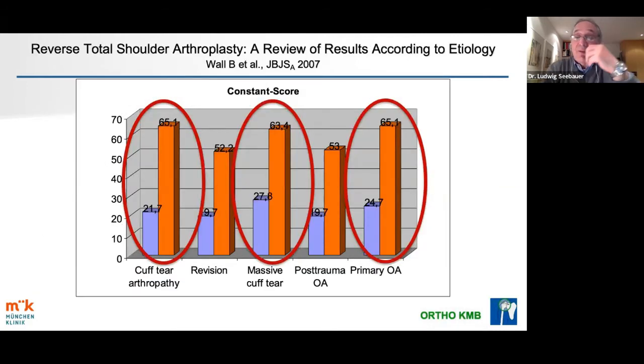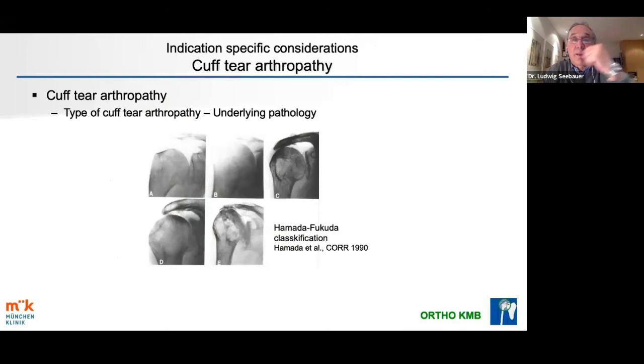Already in 2007, Wall has shown that in massive cuff tears and in primary osteoarthritic shoulders, you can gain the same good results with reverse shoulder arthroplasty as you have with the cuff arthropathy group. But we have to look at this a little more closely to understand it better. Cuff arthropathy in the narrower sense was first defined by Hamada and Fukuda as a consequence of a massive cuff tear, and was classified in 5 types.